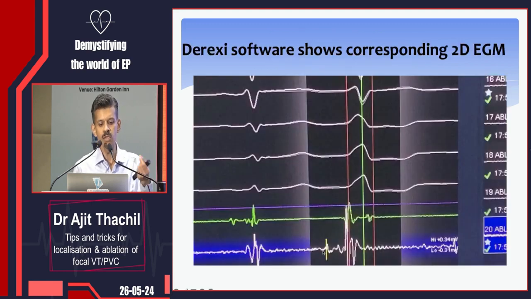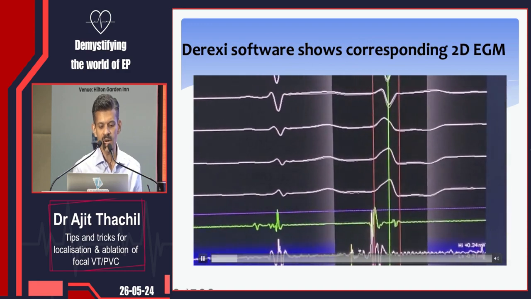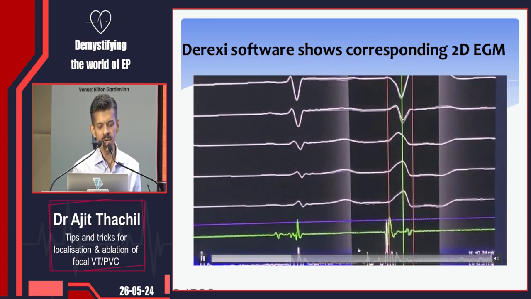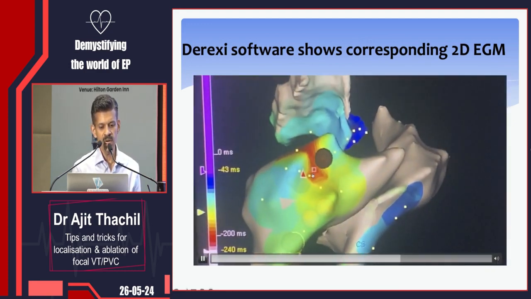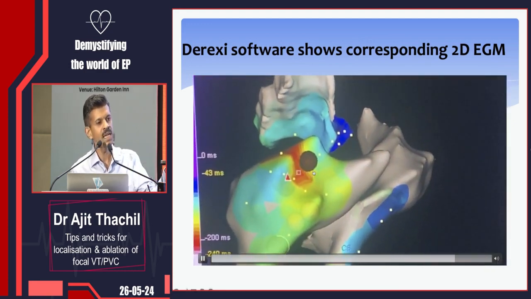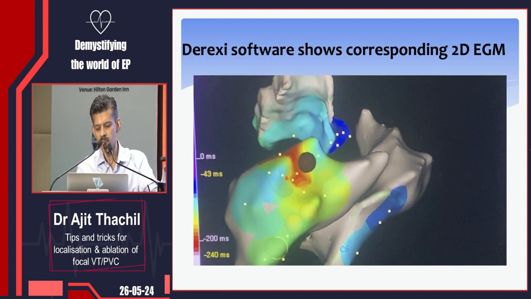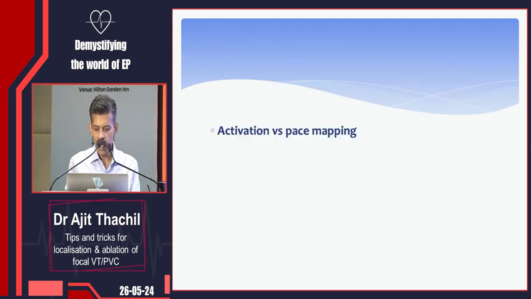Then I always use the software called Direxi. To me, that's the most important thing, because you click this signal and it will take you to the 3D point of that signal, and automatically to the 2D electrogram at that signal. Then you verify with the 2D electrogram to make sure that what you're seeing is not garbage.